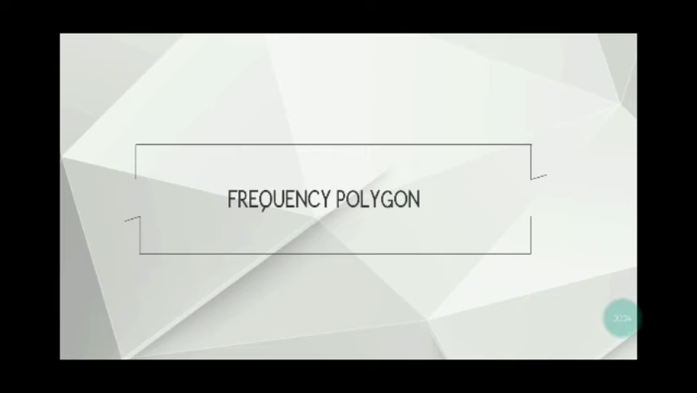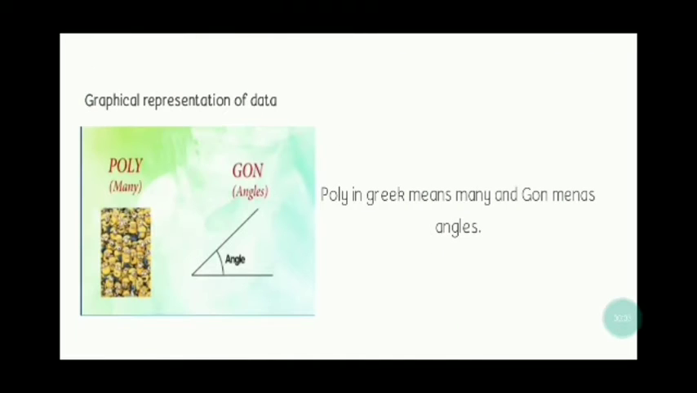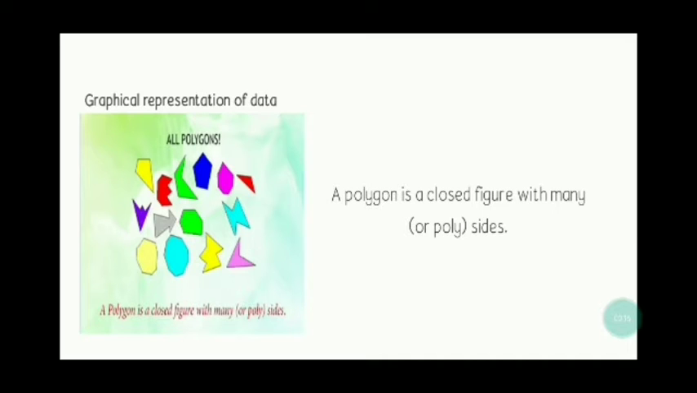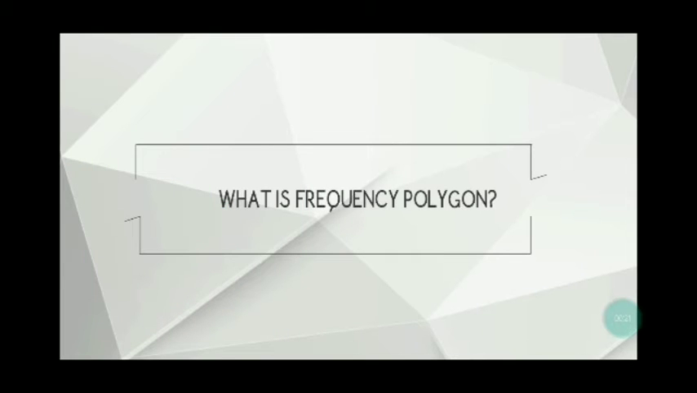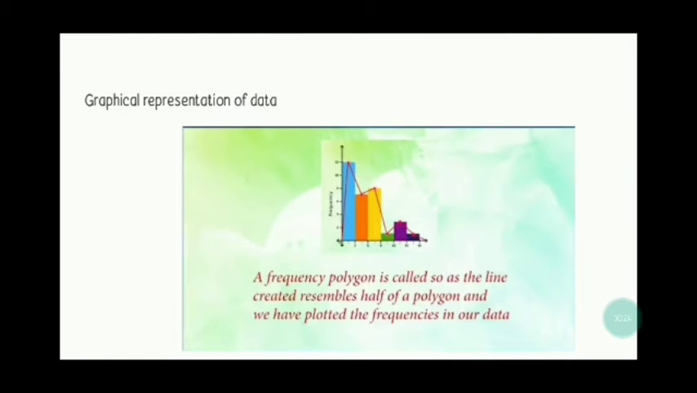Next is the frequency polygon. So, poly in Greek means many and gon means angles. A polygon is a closed figure with many or poly sides. So what is a frequency polygon? A frequency polygon is called so as the line created resembles half of a polygon and plots the frequencies in the data. Frequency polygons are more useful in comparing sets of data and actually the best for comparison of sets of data of the same size.